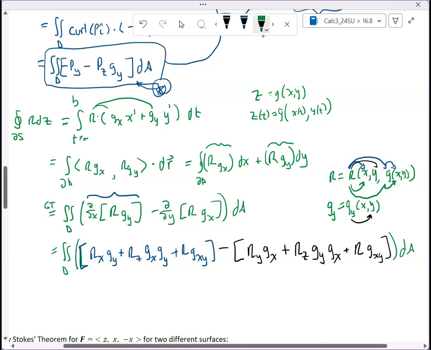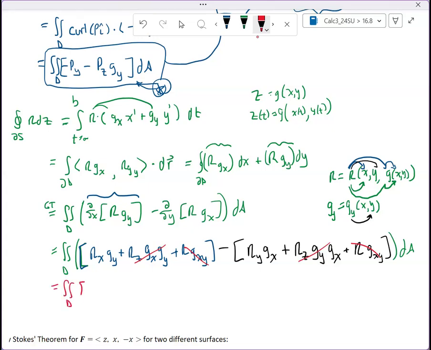All of this dA. Nicely enough, I get massive cancellation here. r gxy goes away. rz gx times gy goes away. And I'm left simply with, maybe not so simply, the double integral over D of rx gy minus ry gx dA.